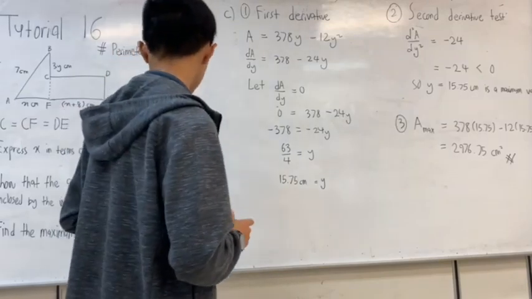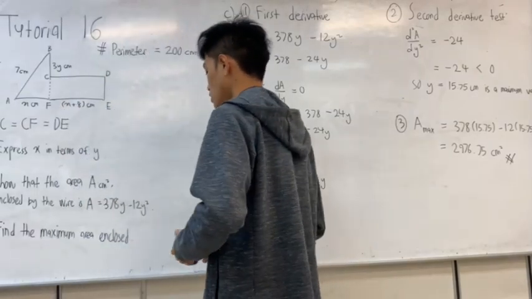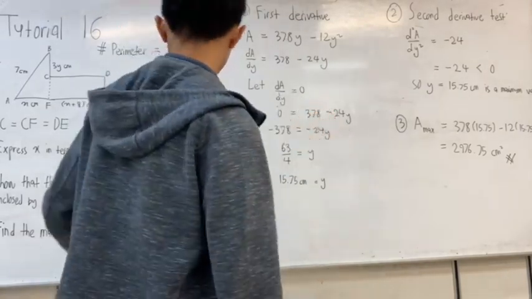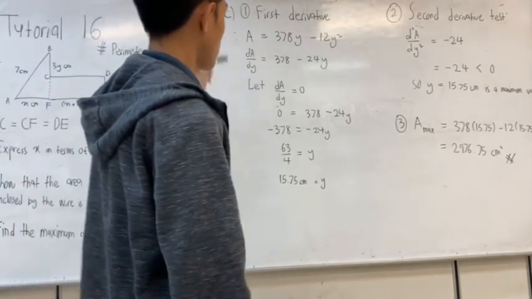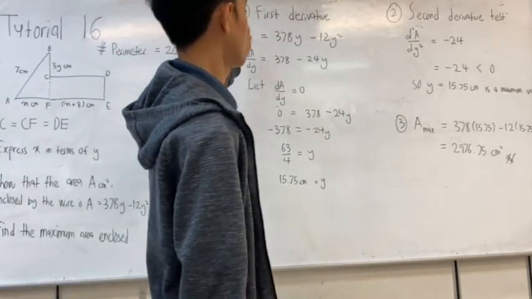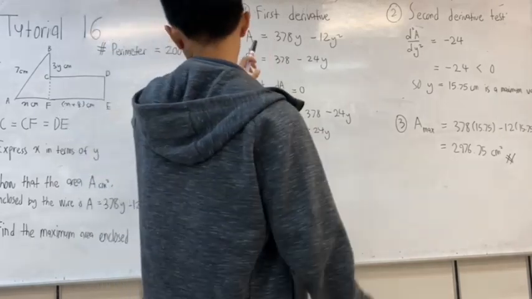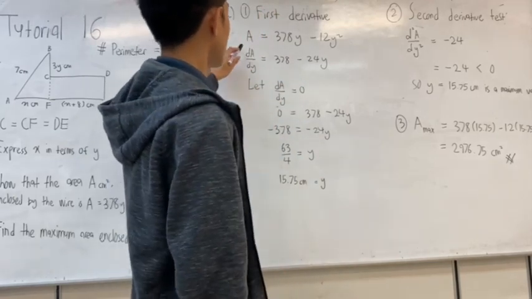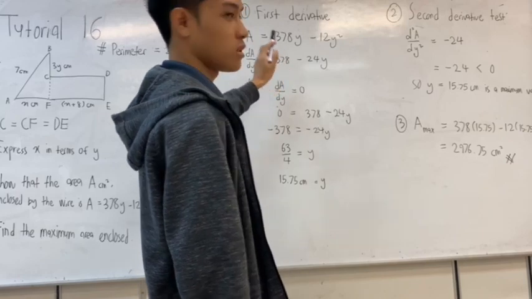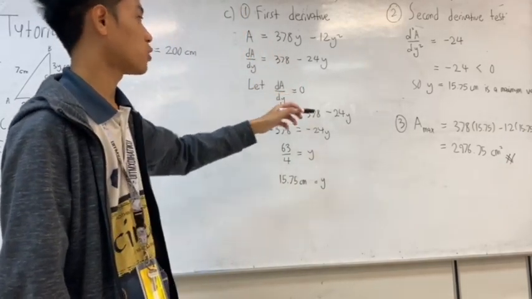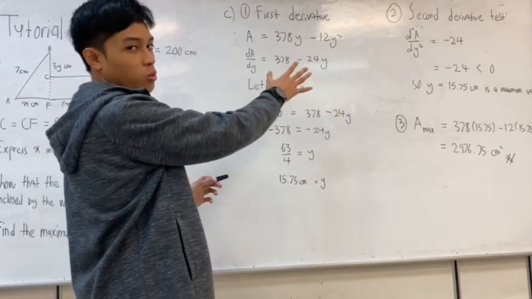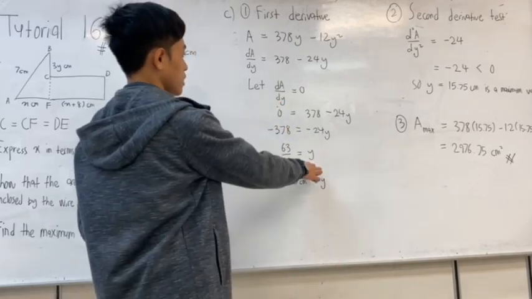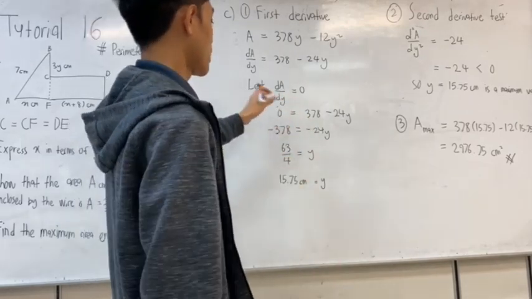Right, last but not least, question C, which is find the maximum area enclosed. So here we have 3 steps to find the maximum area. The first step is, first we need to find the first derivative. The area given earlier is 378y minus 12y squared. So we need to differentiate the equation, where we will get 378 minus 24y. The reason we want to find the first derivative is that we need to find the value of y. In order to find it, we need to let dA/dy equal 0.